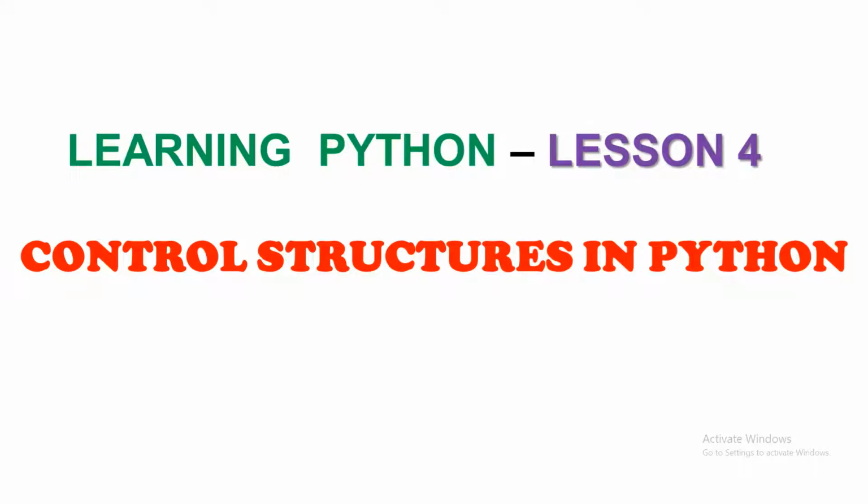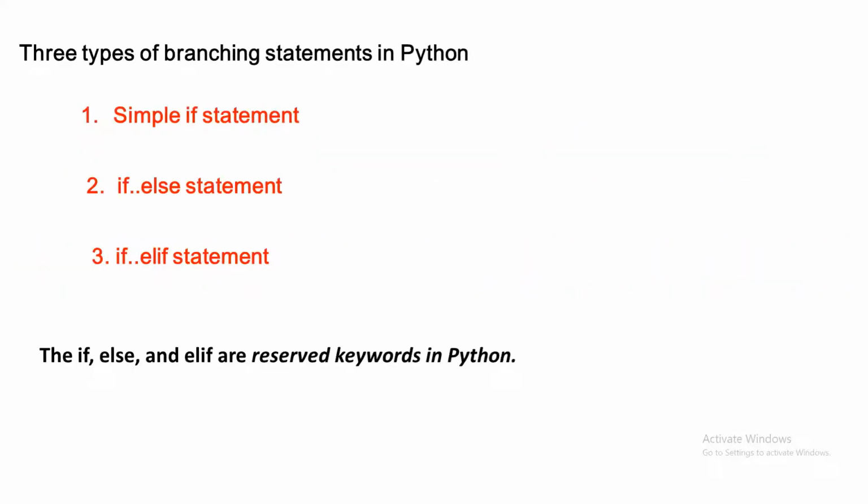This is lesson 4 of the Python learning series where we are going to learn about the control structures in Python. What is the meaning of control structure? It is nothing but a program statement which transfers the control from one part of the program to another part of the program. Usually the program's control flow will be line by line or sequential. But if you want to change the flow of control, we will make use of control statements.